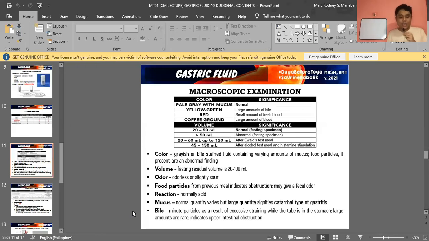If it is yellow-green, then that could indicate large amounts of bile. Red, there could be small amounts of fresh blood. And coffee ground, meaning it is brown in color. So that means large amounts of blood that has already degraded.